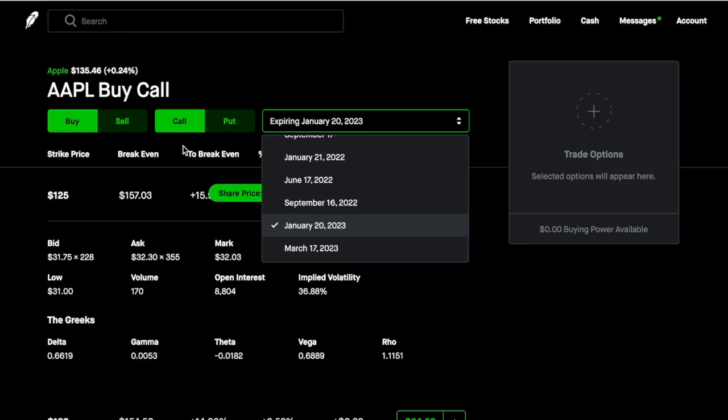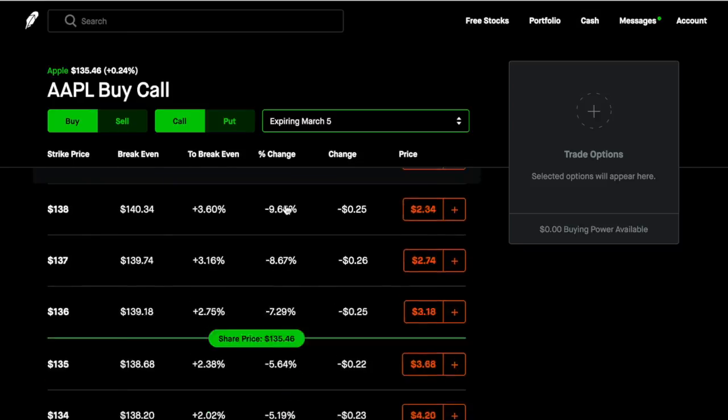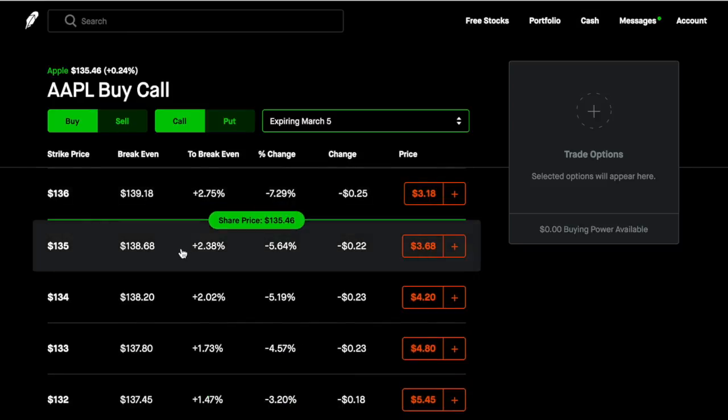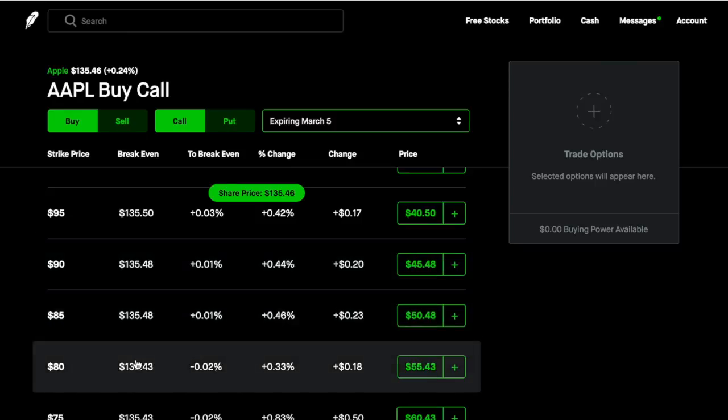Okay, let's talk about why I look at using LEAPS as opposed to just buying weeklies or monthly options. And it comes down to the exact same thing I just talked about. It's all about the extrinsic value. So say we're going to buy a month out. Let's look at the exact same contract, okay? So $80 strike a month out.